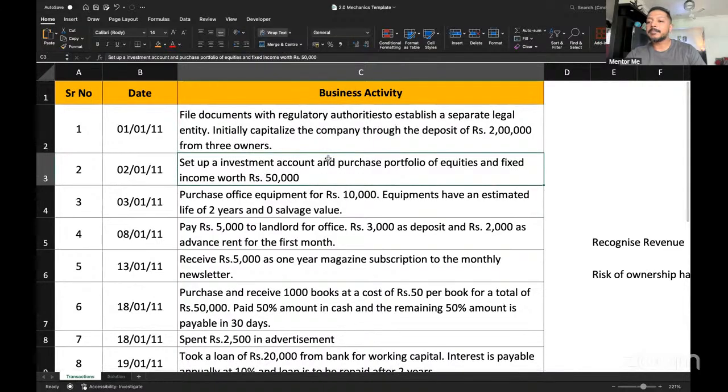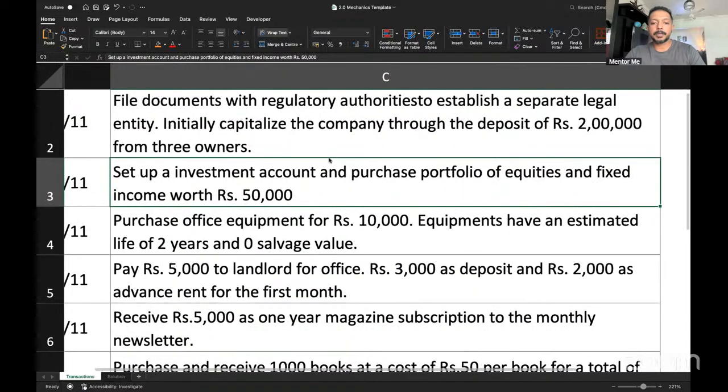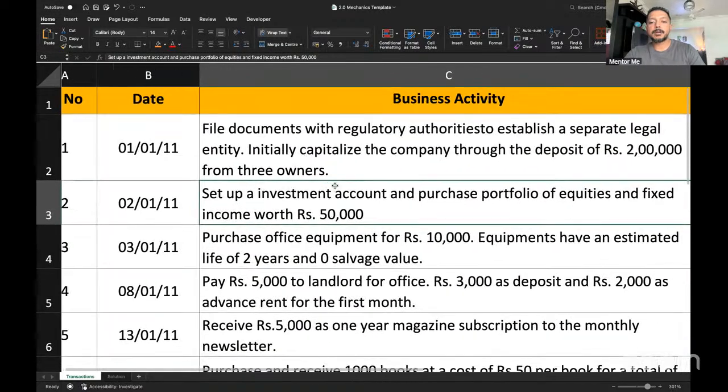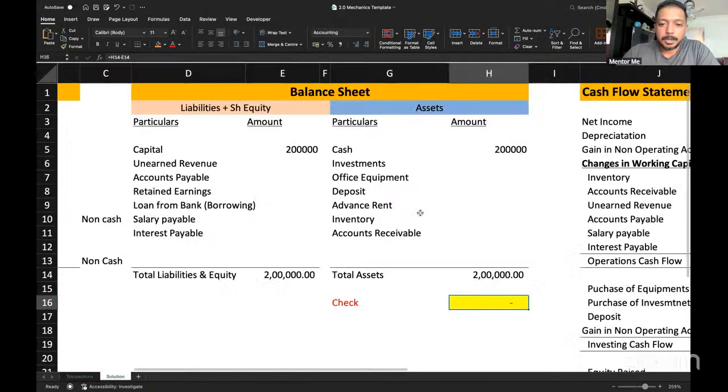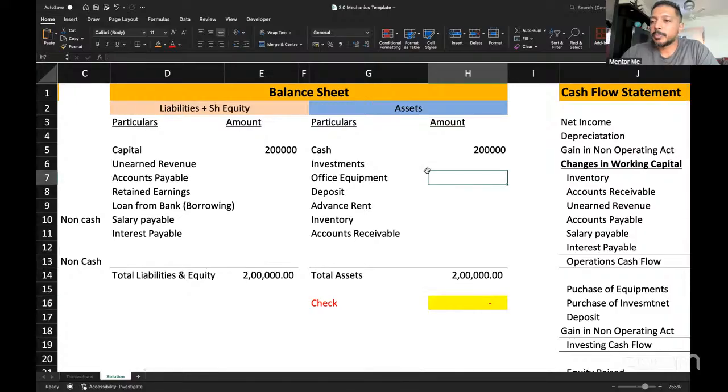Second, set up an investment account and purchase. Please read properly, okay? Set up an investment account and purchase a portfolio of equity and fixed income. So basically you're buying, let's say, some mutual funds worth 50,000. So think about investment, not in the business, external to the business, 50,000. So what should be the first transaction? 50,000 worth of investments. Give it a try.